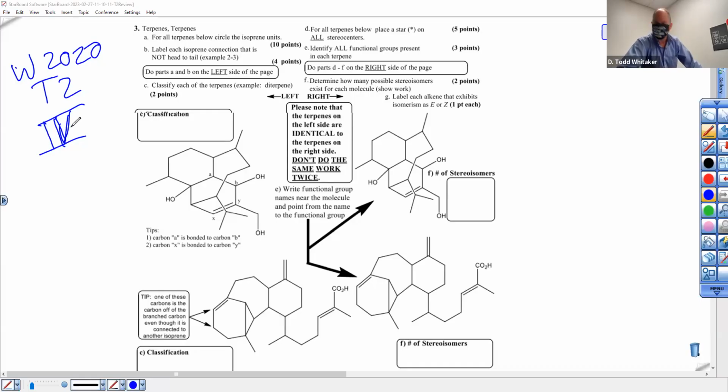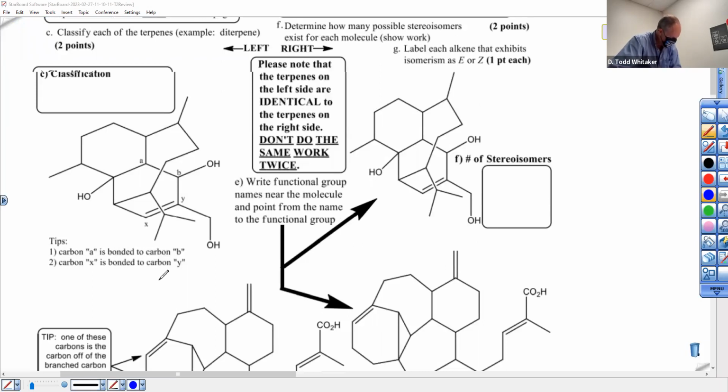All right, everybody. Somebody made me happy and requested a terpene question. Winter 2020 T2 Part 4. Supposed to circle the isoprene unit. This one's got some clues.